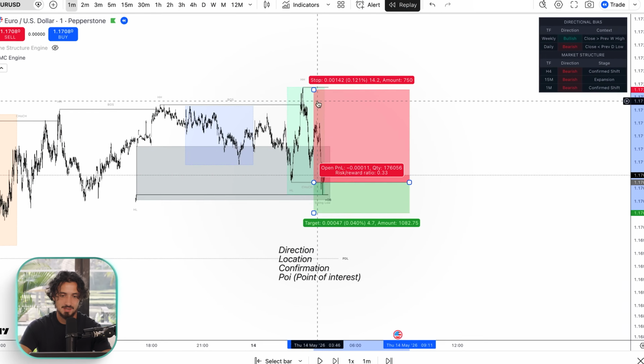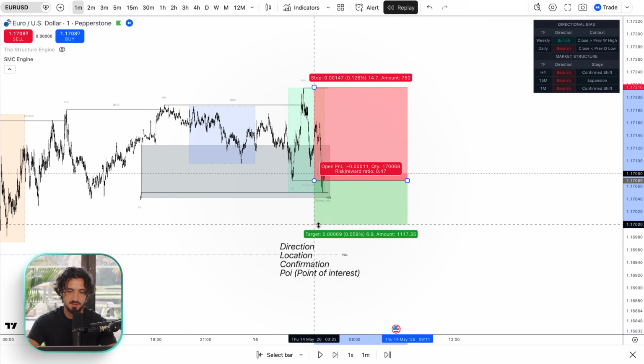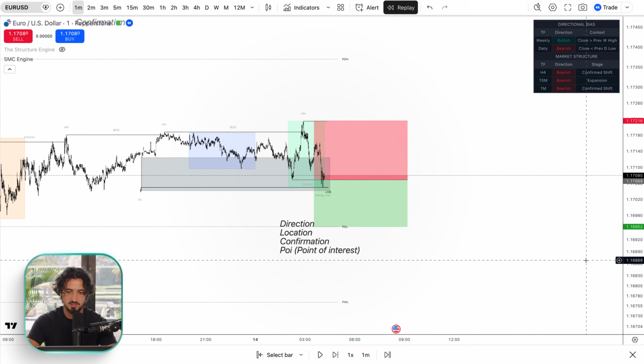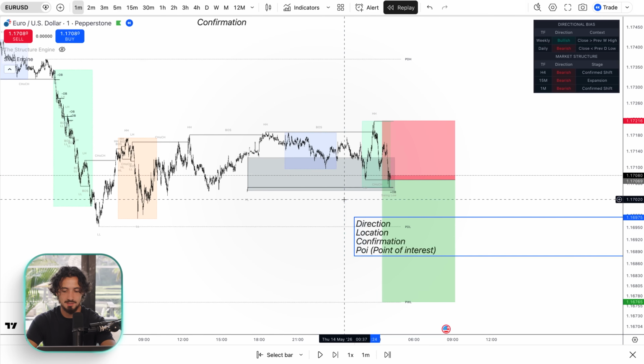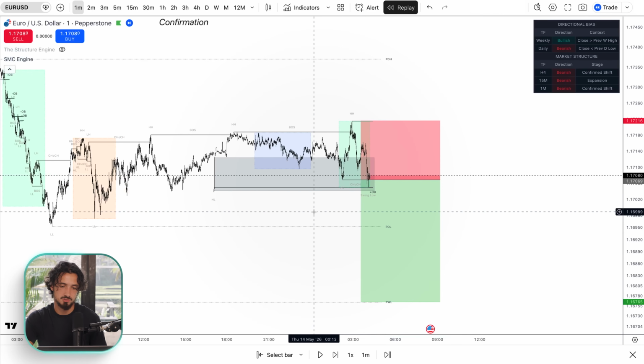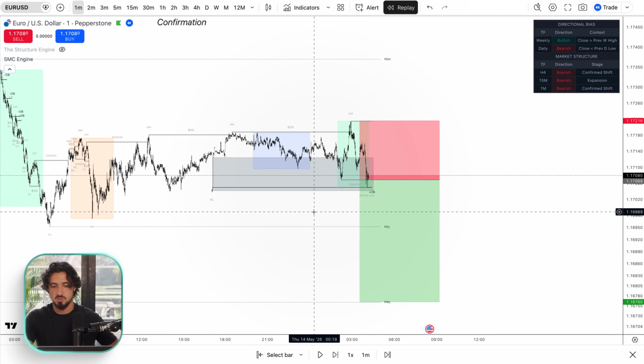And after you've got the confirmation, you need your POI, or your point of interest. Because again, you don't want to sell limit on the change of character and put your stops above here and you're down here. Even if you go to previous week's low, which is a good target for this trade, it's a 1 to 2 risk reward. Now you might be thinking, that's not terrible, 1 to 2 risk reward. And it's not terrible, but it could be so much better.